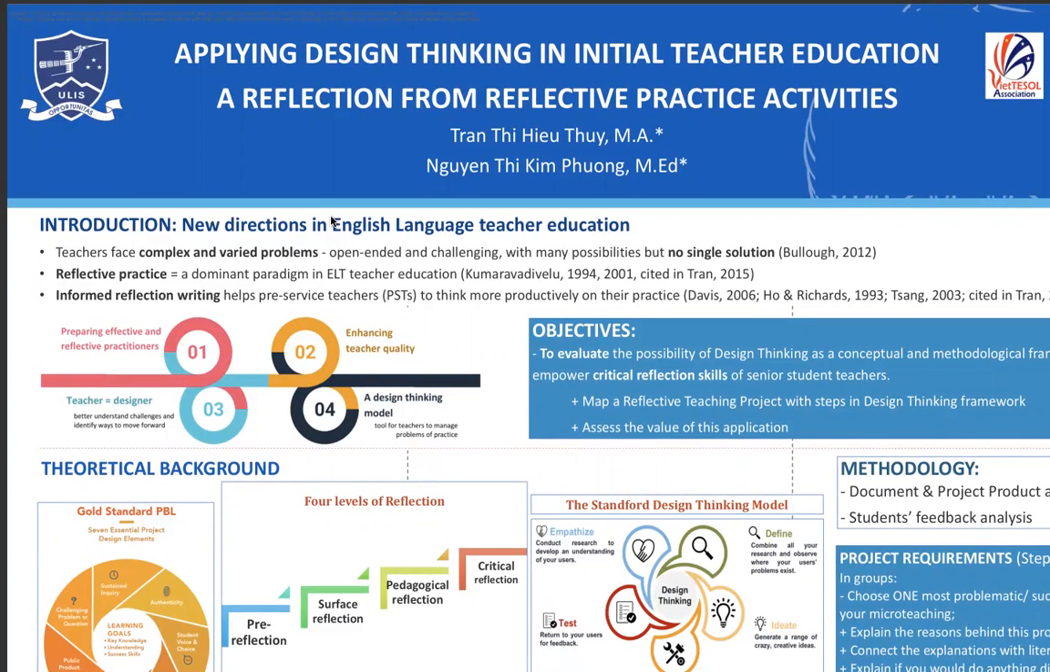The types of problems educational professionals encounter in practice are complex and varied, from designing curriculum to motivating students in content areas to communicating effectively with parents and to countless other issues. Such problems of practice are open-ended, challenging, with many possibilities, but no single solution. So what can be done?